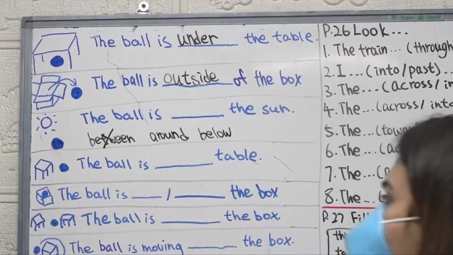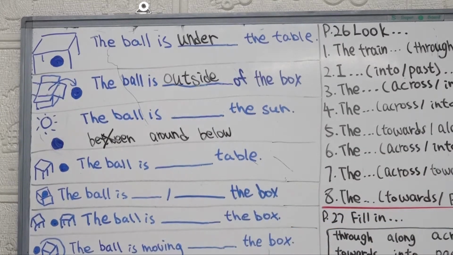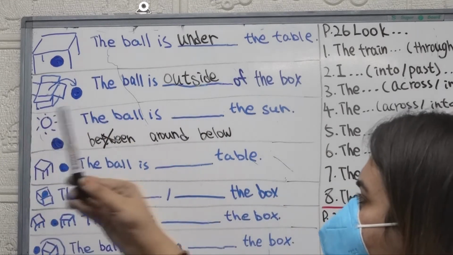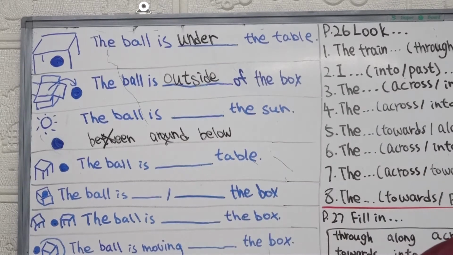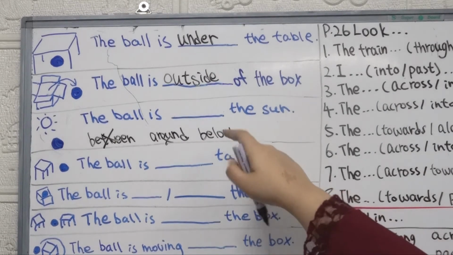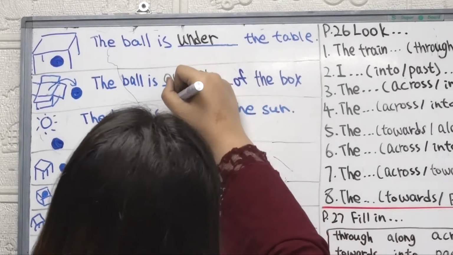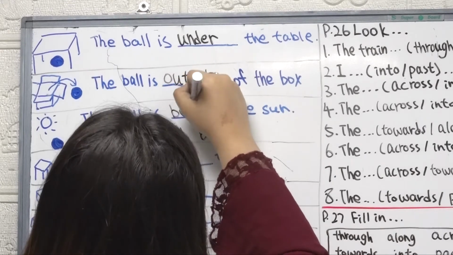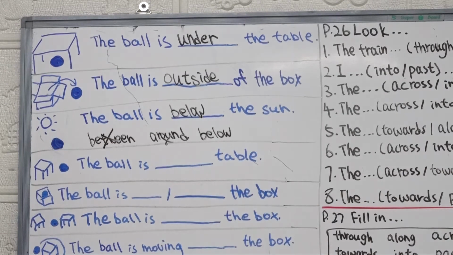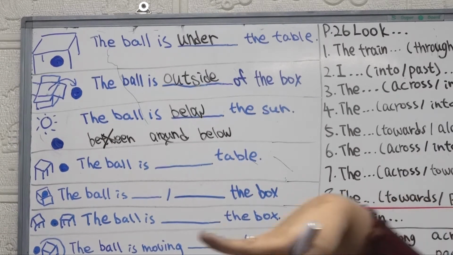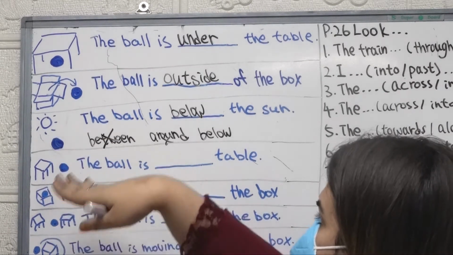How about around? Is it around? No, it's not going like this, right? So basically it's not around. All right, so it is below. Yes, below. Did you guess it correctly? Good job. So the ball is below the sun. Another word we use for under is below. Okay?